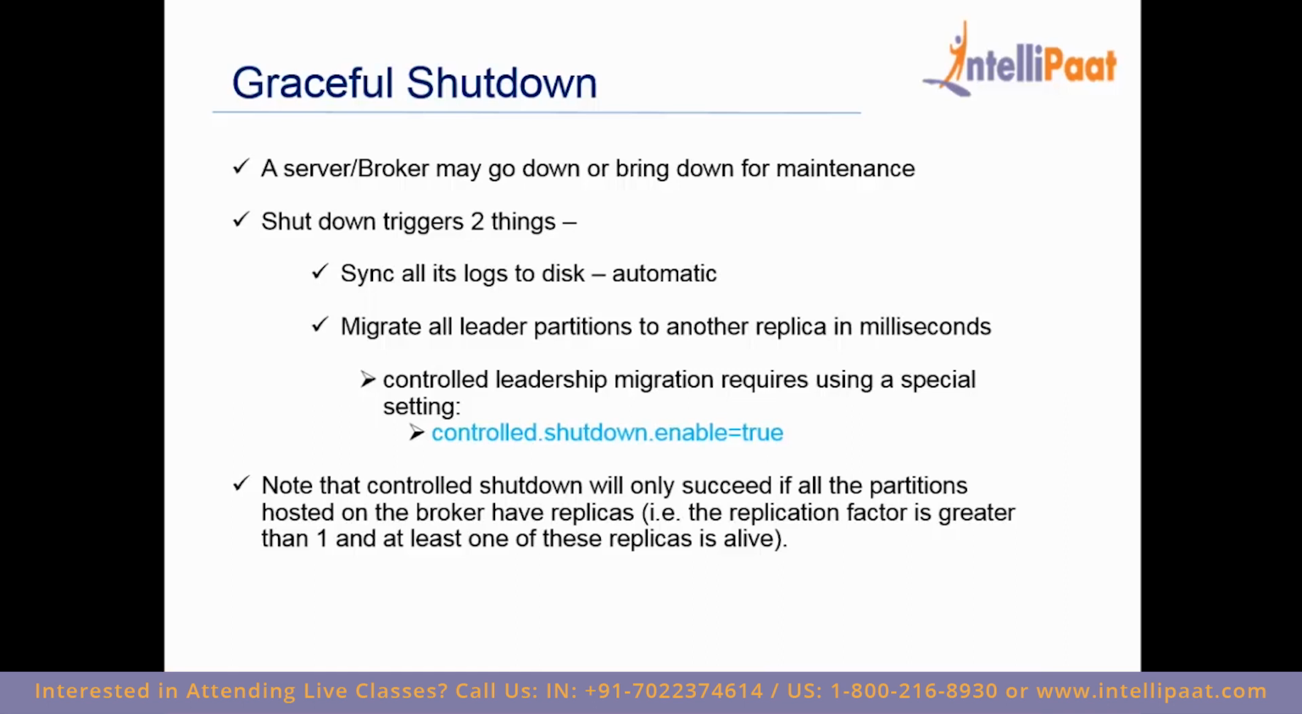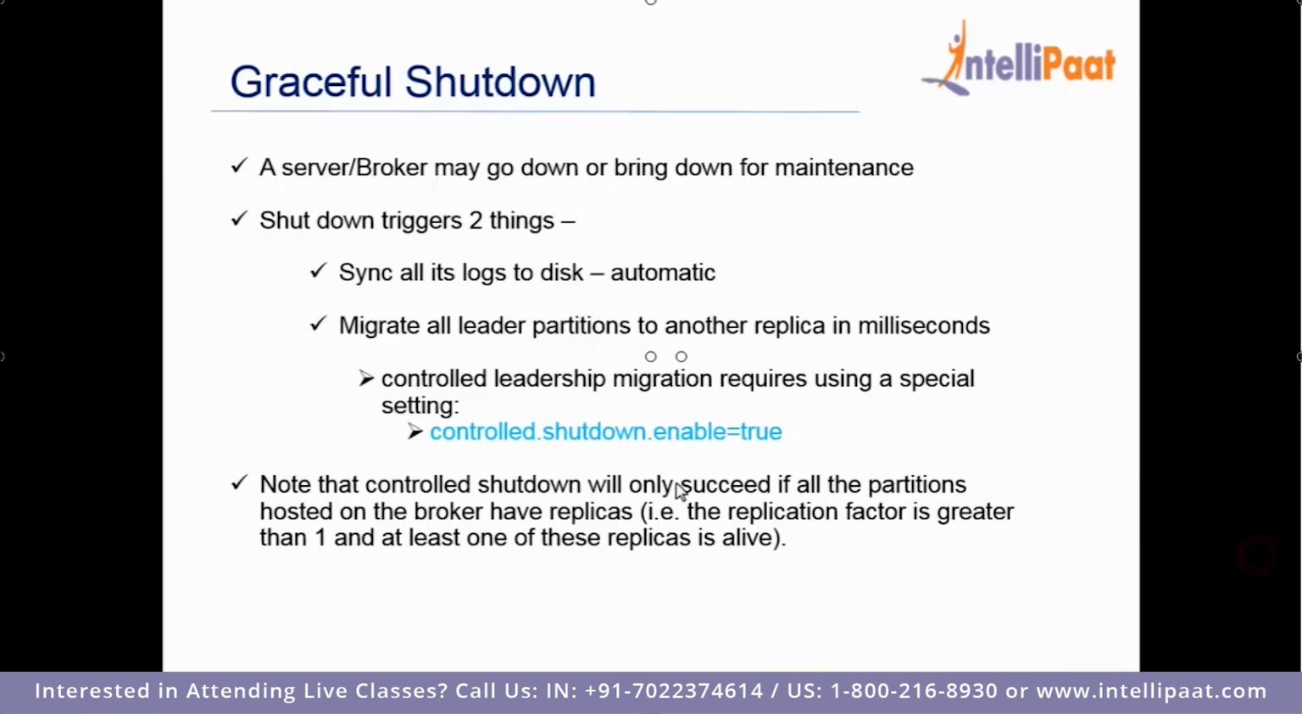So what will happen when a broker goes down or we take that down? Two things happen. First one is to sync all its logs to disk. It will be done automatically by Kafka. The second thing is to move all the leader partitions from that down node to the rest of the nodes. It doesn't mean that we are moving the partitions manually, but we will simply transfer the leadership. For example, if we are having 3 replicas and, let us say, one broker goes down and it was having one leader replica, so now the leadership will be transferred to the rest of the replica partitions.